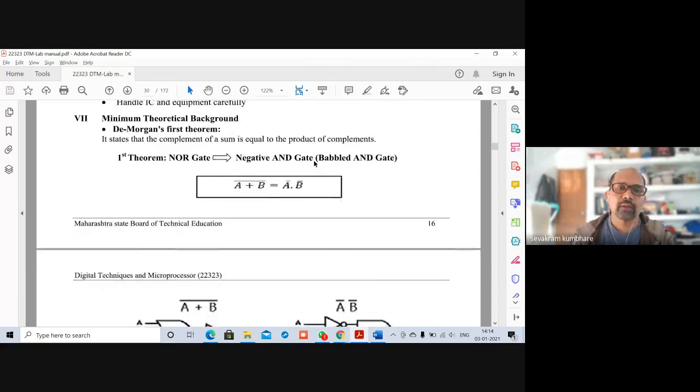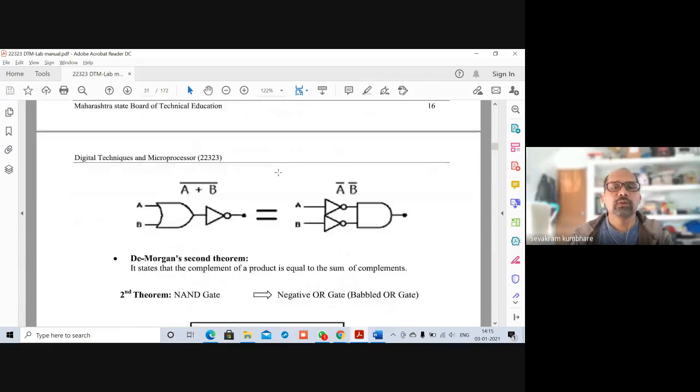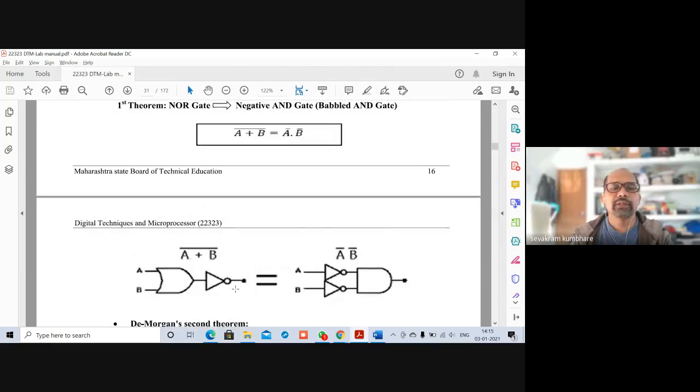Okay. Now we need to verify this. So first of all, we'll look at the experiment for the first theorem, which is (A + B) whole bar is equal to A bar dot B bar. So (A + B) whole bar is nothing but a NOR gate. A bar is a NOT gate, B bar is another NOT gate, and the dot product means we have to use AND. So this equation can be shown like this, where we have used an OR gate which has two inputs A and B. The output of that OR gate is applied to the NOT gate, and that will give you (A + B) whole bar. So OR and NOT makes it NOR.